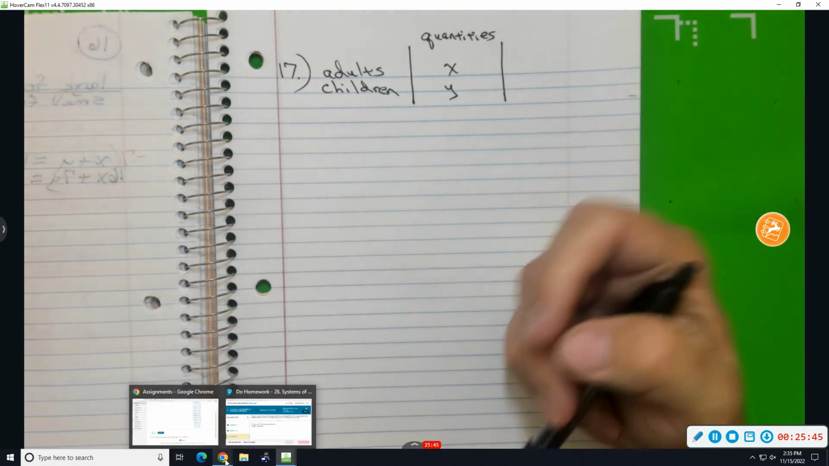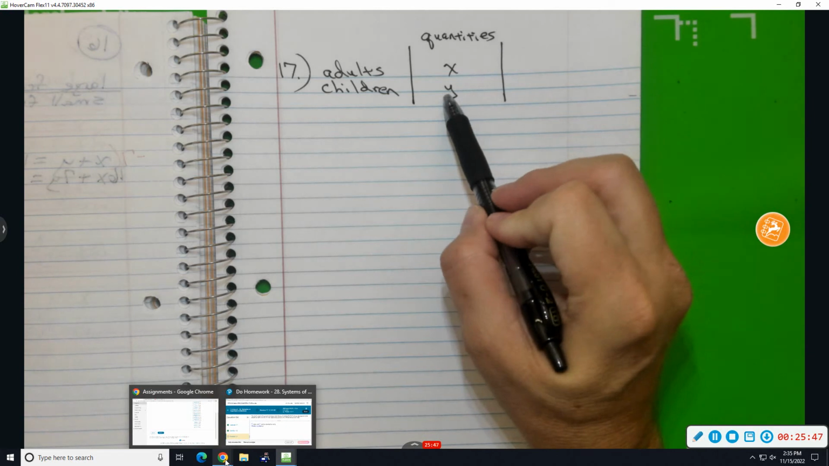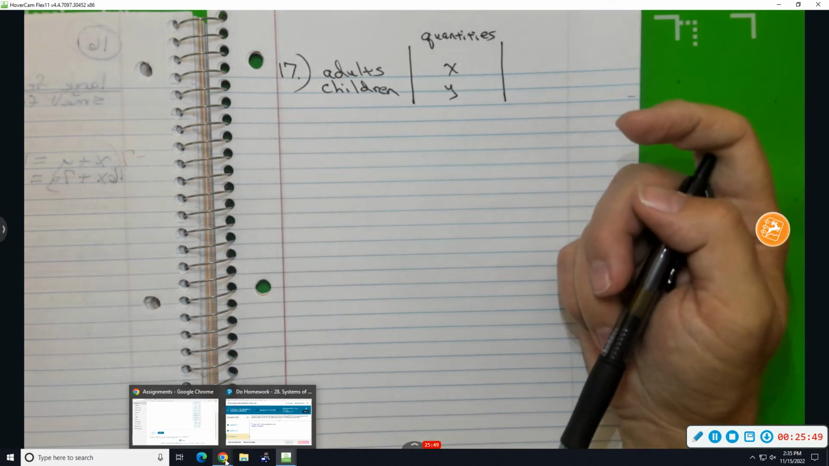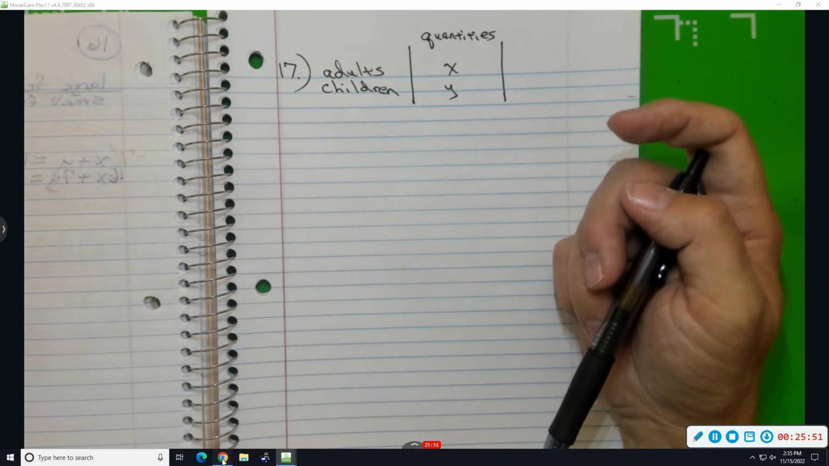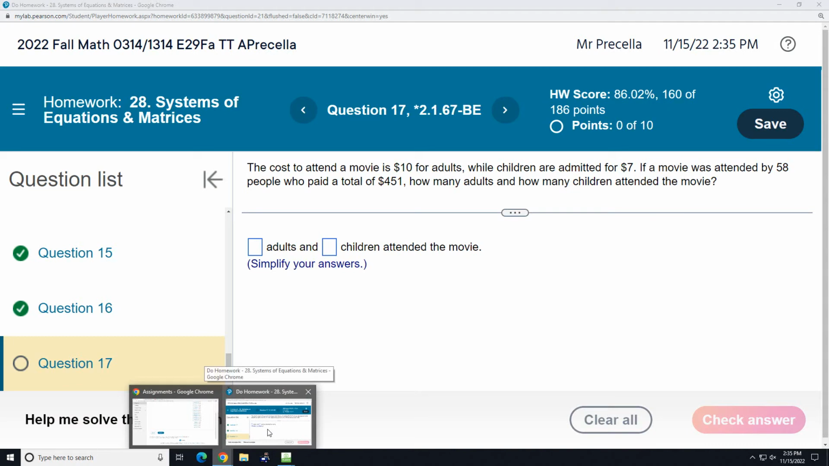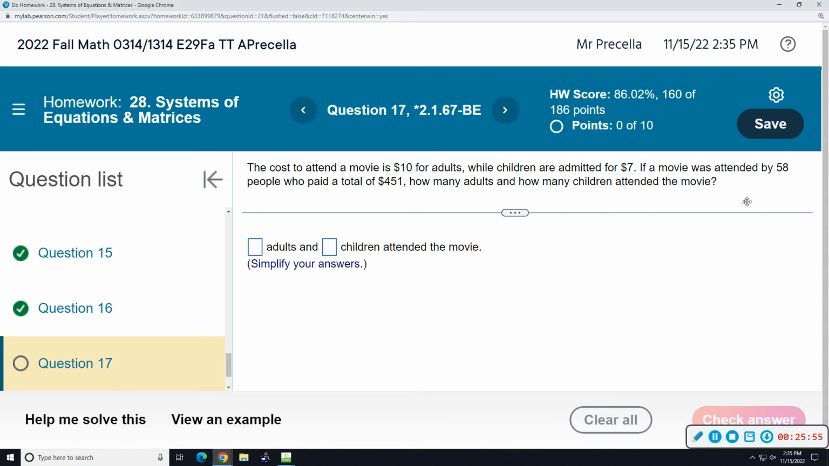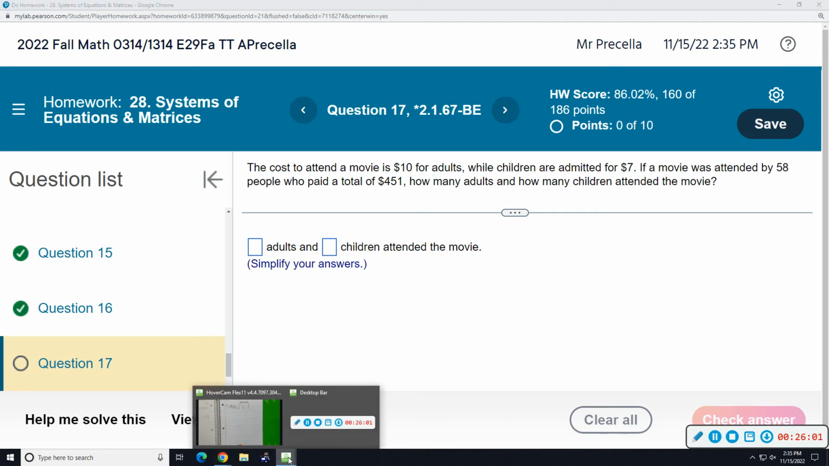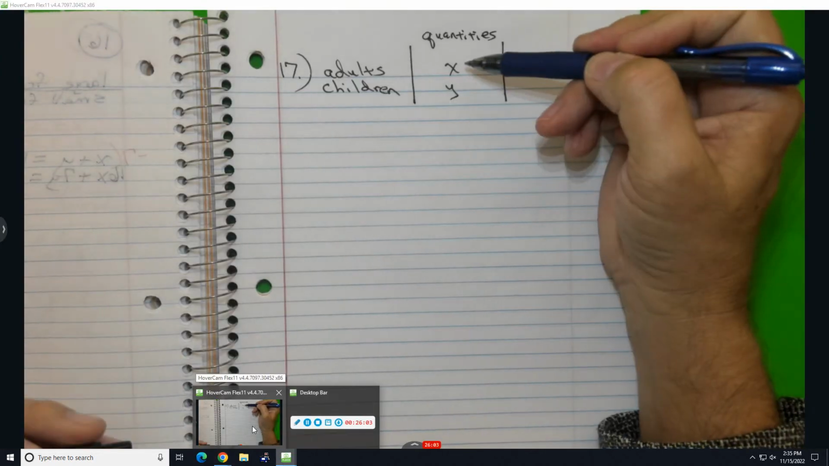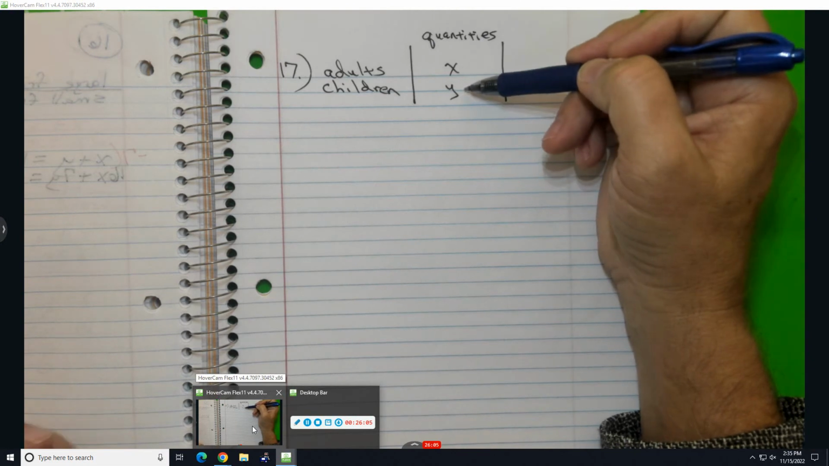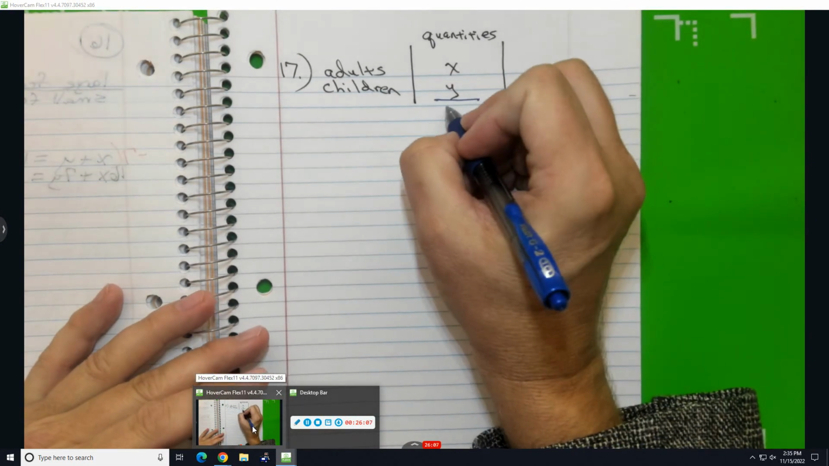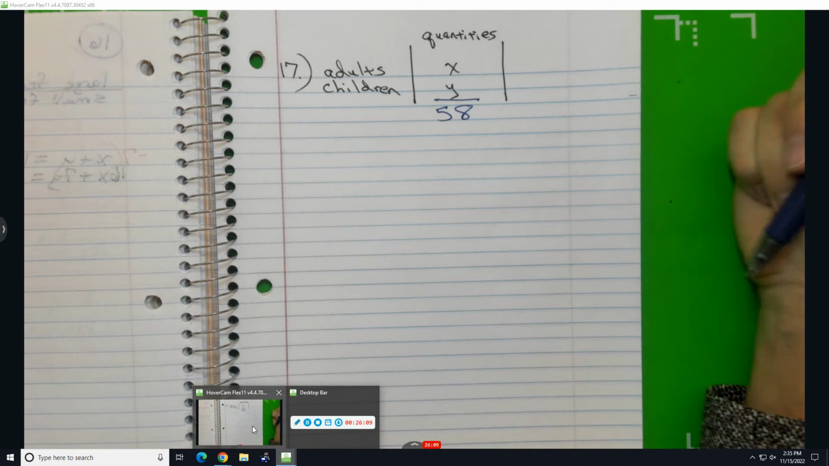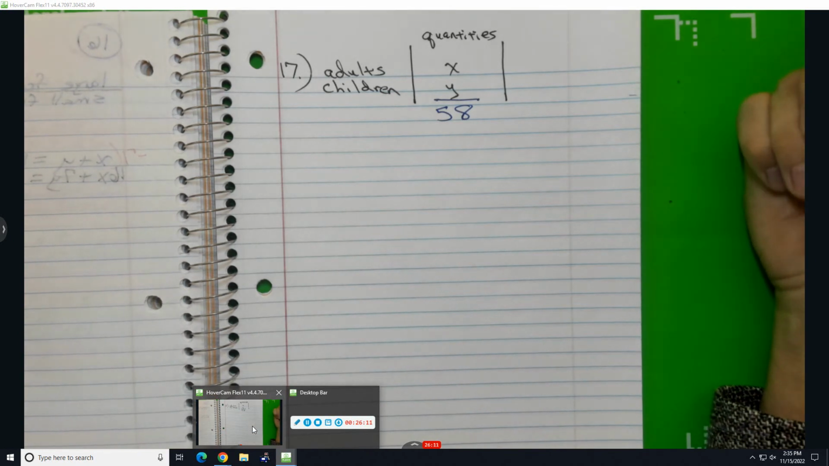X adults attended the movie. Y children attended the movie. And we know that the grand total of people who attended was 58. Let's go back to that and see. The number of people who attended were 58. So that does sound like a total to me. So if you added X adults and Y children, that had better be a total of 58 people at that movie theater.